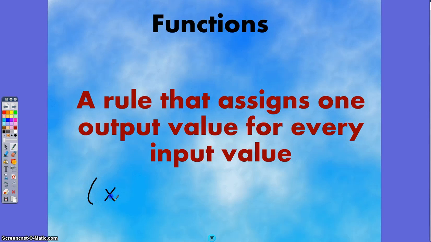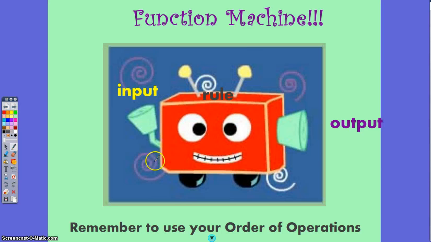So when we have an ordered pair, x first then y, x is also known as our input, y is known as our output. So a very easy way to picture this, and it's kind of childish, is if we have a function machine. So we have an input value, an x value, that goes into our machine. The rule will change it somehow, and out will pop our y value, our output.